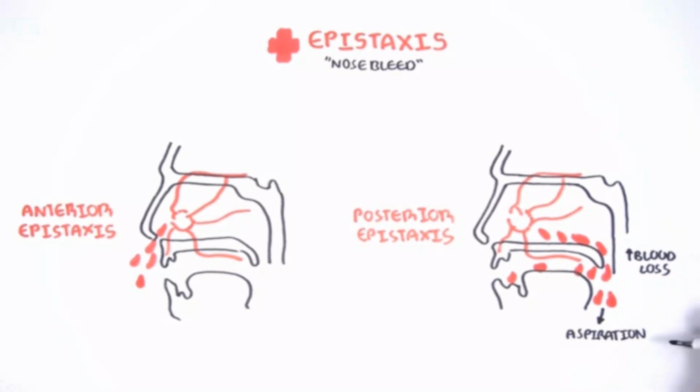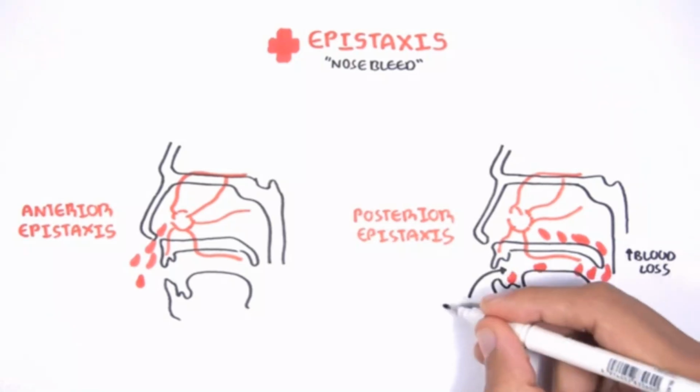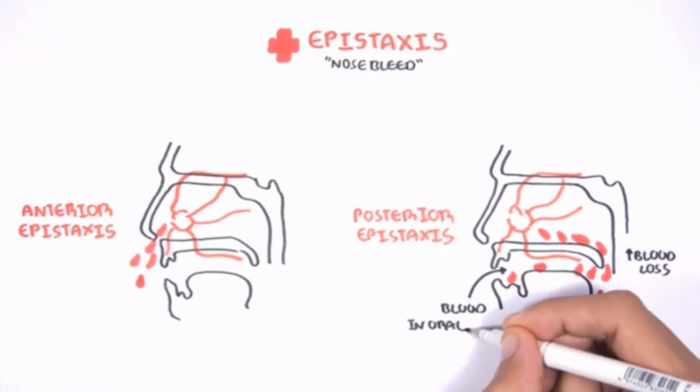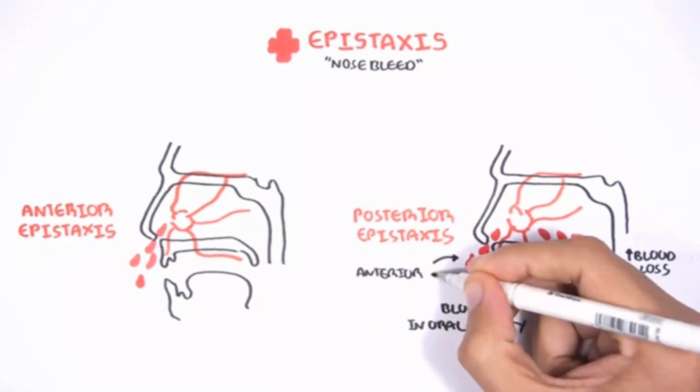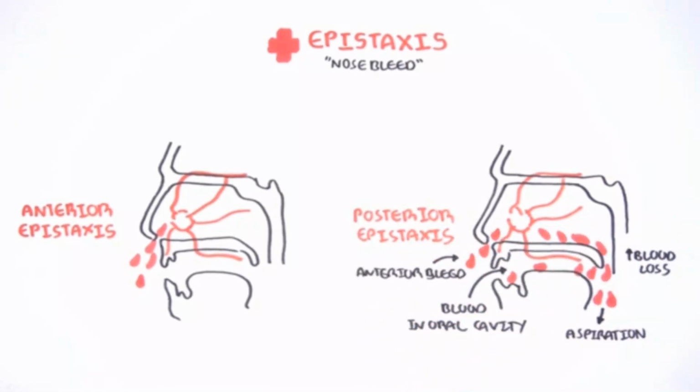There is an increased risk of blood clotting, which can run into the oral cavity, into your mouth, but also can go down towards the esophagus. And this can cause aspiration if it moves down towards the lungs. It is a posterior epistaxis if you can see blood in the oral cavity, as well as if you can see it coming out of your nose as well. And again, posterior nosebleeds are more serious and bleed a lot more.